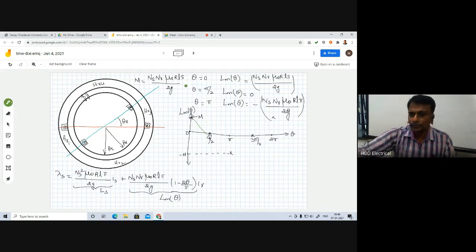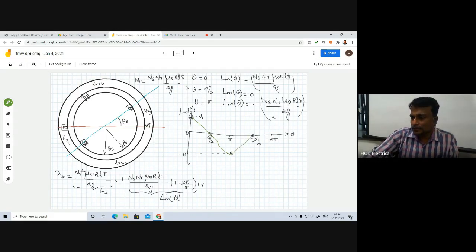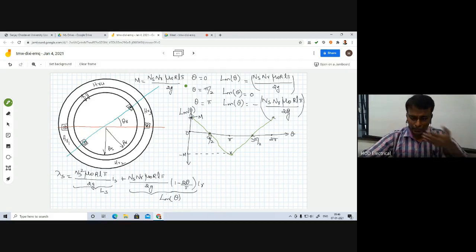So we can have this m, and again it will come to the maximum. So if we properly adjust this distributed winding, we can have the pure sine wave of the back EMF. The inductance effect can be the sine wave.